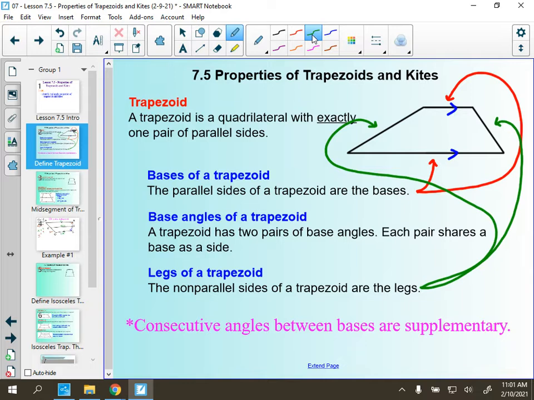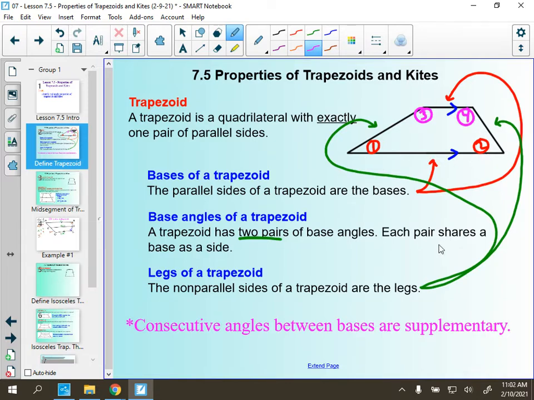And then we end up with two pairs of base angles. Maybe we number them here. Angle 1 and angle 2 would be a pair of base angles, and then we've got a different pair, angle 3 and angle 4. So obviously there are 4 interior angles, but when we talk about partners, a base angle pair would be one that forms an angle with a leg and a base. All right, a leg and a base. So we've got a pair here and a pair here.